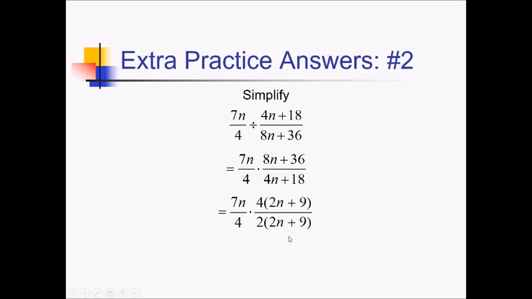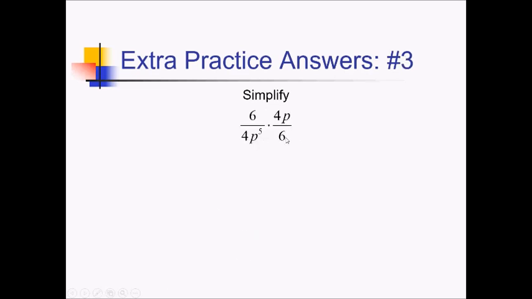Okay, so there's a few things we can cancel here. For one thing, we have a 4 down here and a 4 up here. We're allowed to cross-cancel those because these fractions are being multiplied. And it looks like we also have these 2n plus 9s. Those can definitely cancel each other out. And that leaves us, in the numerator, just 7n. And in the denominator, all that's left is this 2.